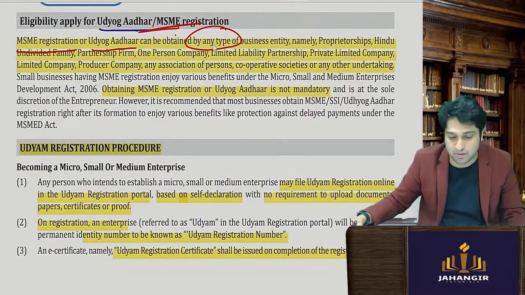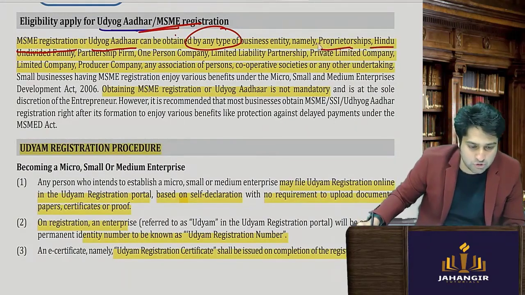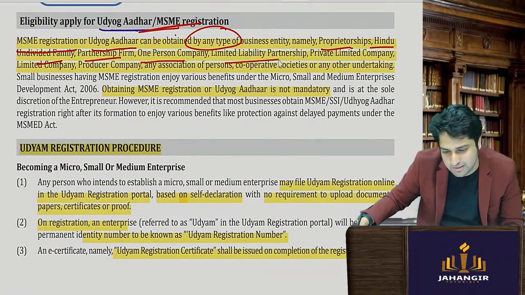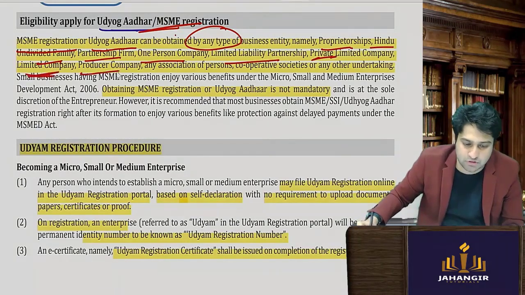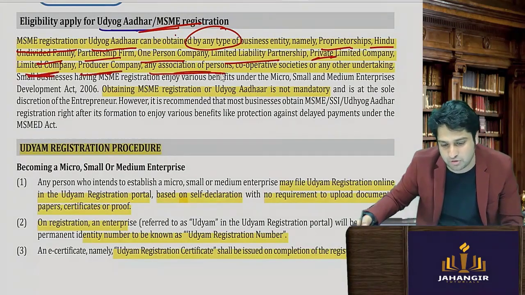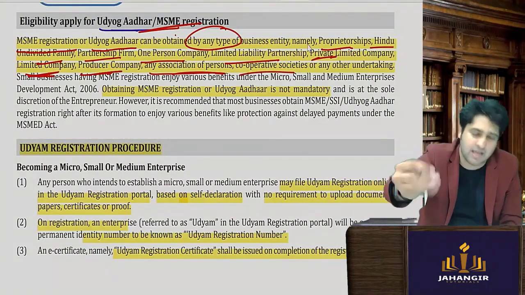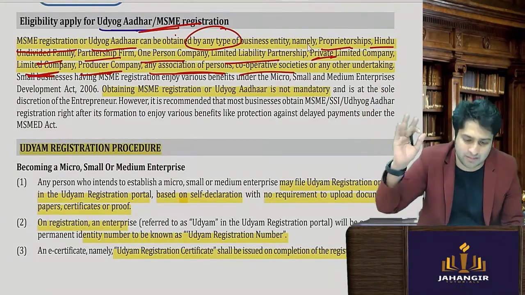Answer is any type. So proprietor, HUF, partnership firm, one person, limited liability, private company, and even a limited company, producer company, any association of persons, cooperative. So everyone can be registered under MSME. If you're within the limit, come.